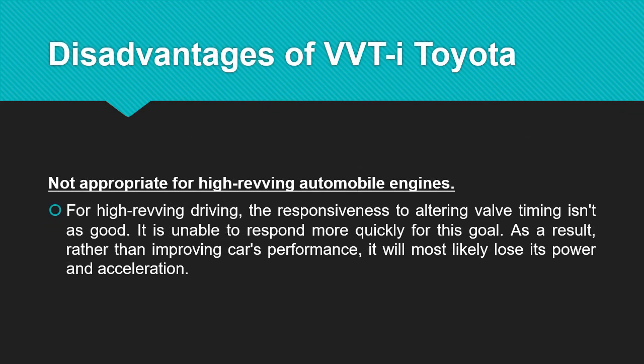A disadvantage of the VVTi Toyota engine is that it is not appropriate for high revving automobile engines. For high revving driving, the responsiveness to altering valve timing is not as good. It is unable to respond quickly enough for this goal. As a result, rather than improving car performance, it will most likely lose its power and acceleration.